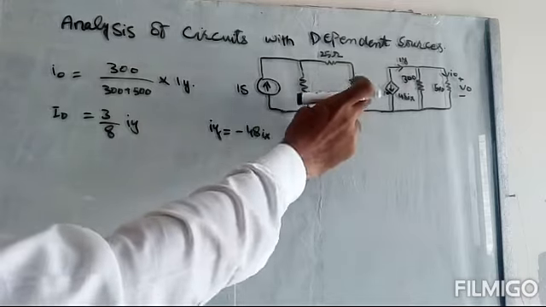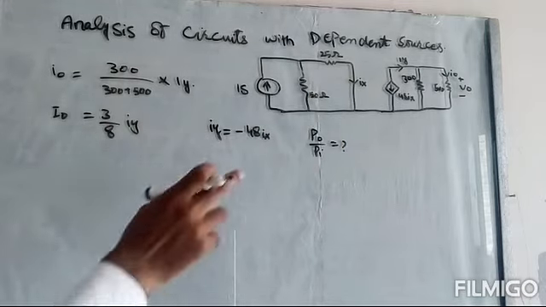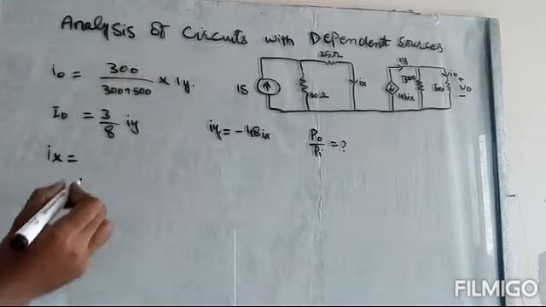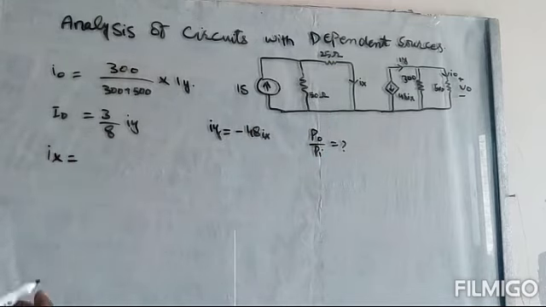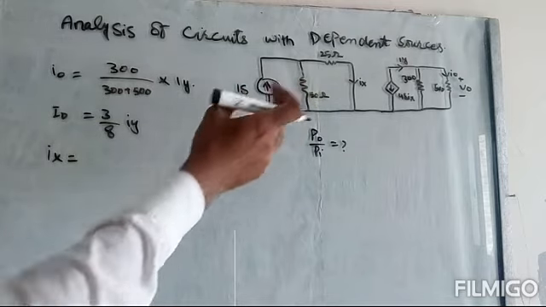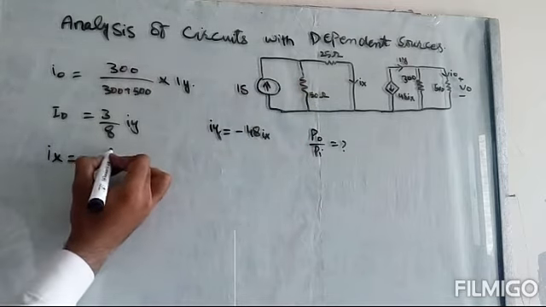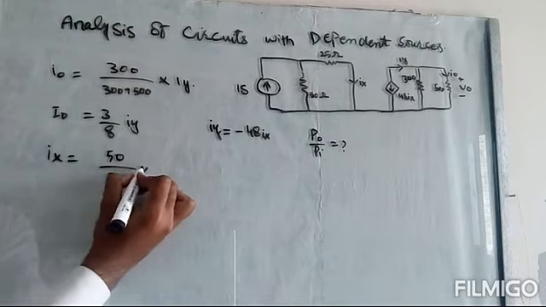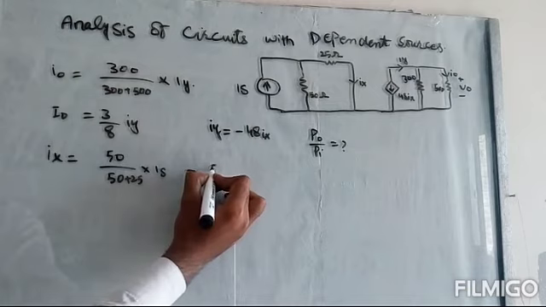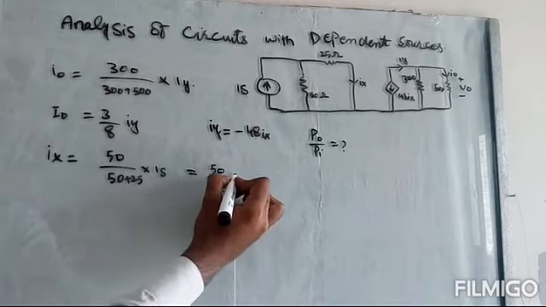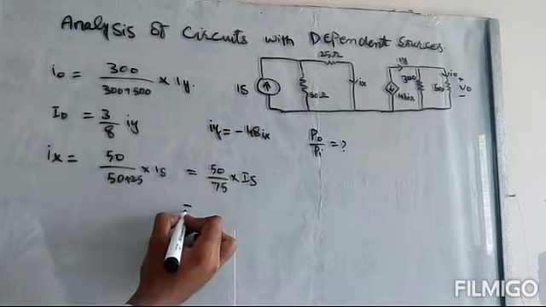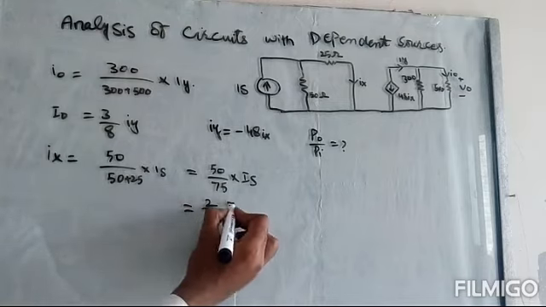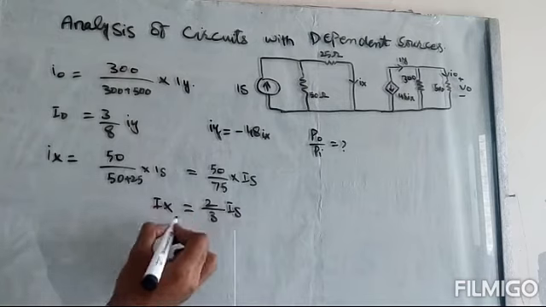Similarly, the controlling signal is Ix. So to put Ix over here, we need to find Ix. Ix will be equal to, we can also use CDR over here. So 50 divided by 50 plus 25 multiplied by Is. So it will be 50 divided by 75 multiplied by Is. So it will come by reduction 2 over 3 times Is. This is Ix.